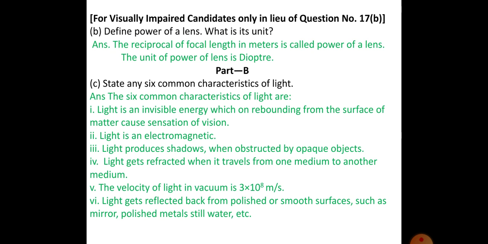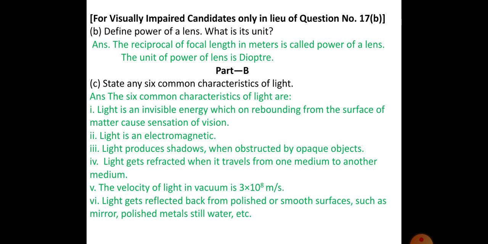Now define power of a lens. What is its unit? Means what is power? The reciprocal of focal length in meter is called power of a lens, and the unit of power of a lens is dioptre.